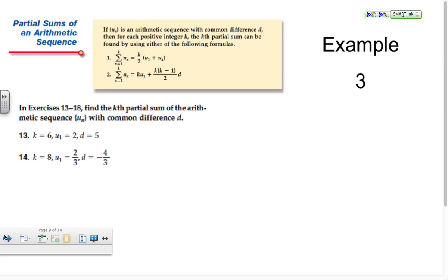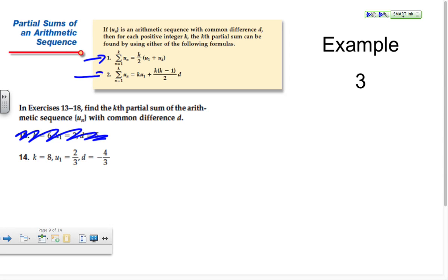Okay, example number 3. We're actually not doing this one. So, partial sums. Partial sums make it easy to say that if we want to add up the first 10 terms of a sequence, we can do it without actually having to find all 10 terms. So these are nice formulas. The very first one here, we actually have to find both the first term and the k term, which means we would have to find the explicit formula and then go from there.